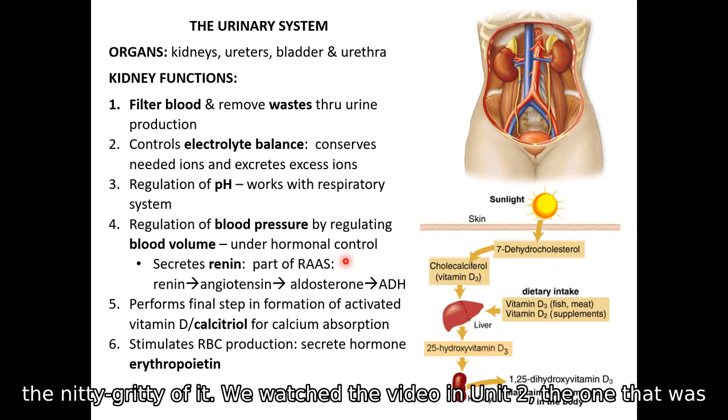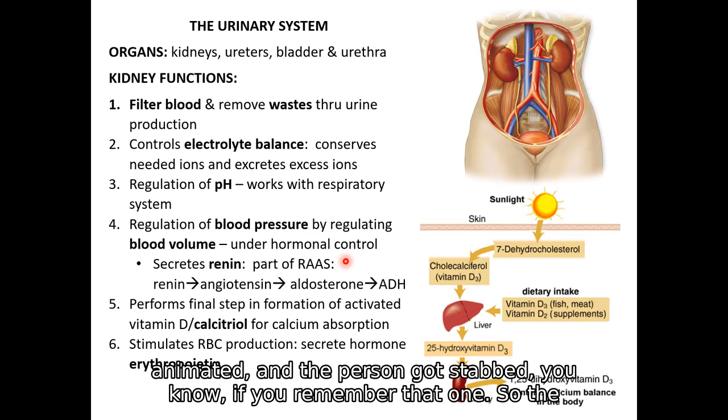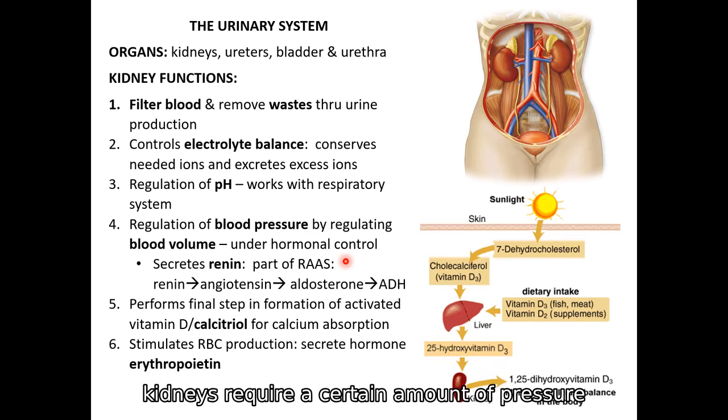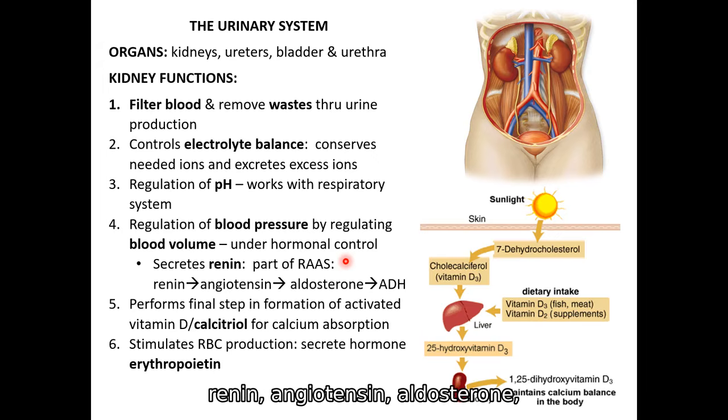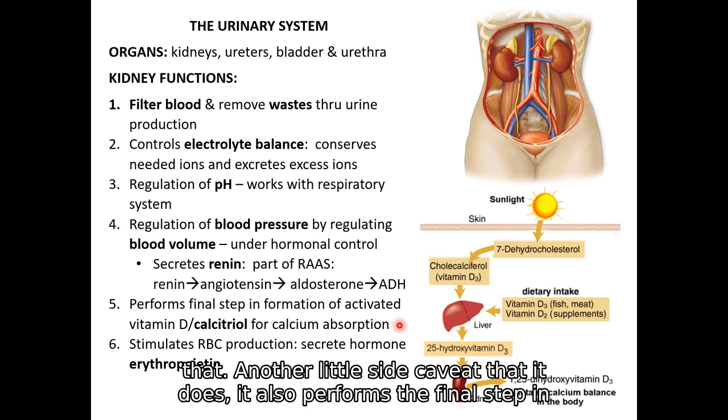And so now we are going to learn the nitty-gritty of it. We watched the video in Unit 2, the one that was animated, and the person got stabbed, if you remember that one. So the kidneys require a certain amount of pressure to do their job. When there is not enough pressure, they release renin. We get renin, angiotensin, aldosterone, ADH release, and that restores blood volume. So we are going to learn all about that.